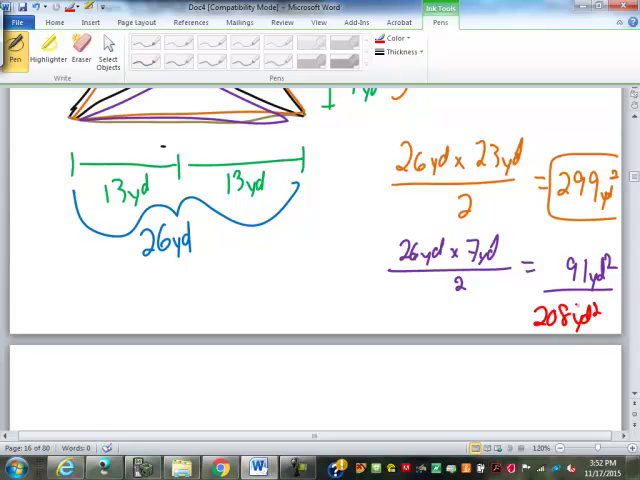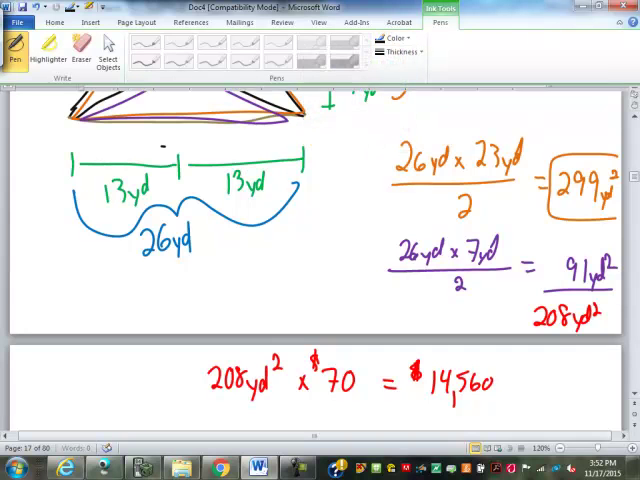Now then it gives us a price per square yard. The price on the example I'm looking at is $70 per square yard, so it's 208 times 70. What, 14,560? Questions on that one? Okay.